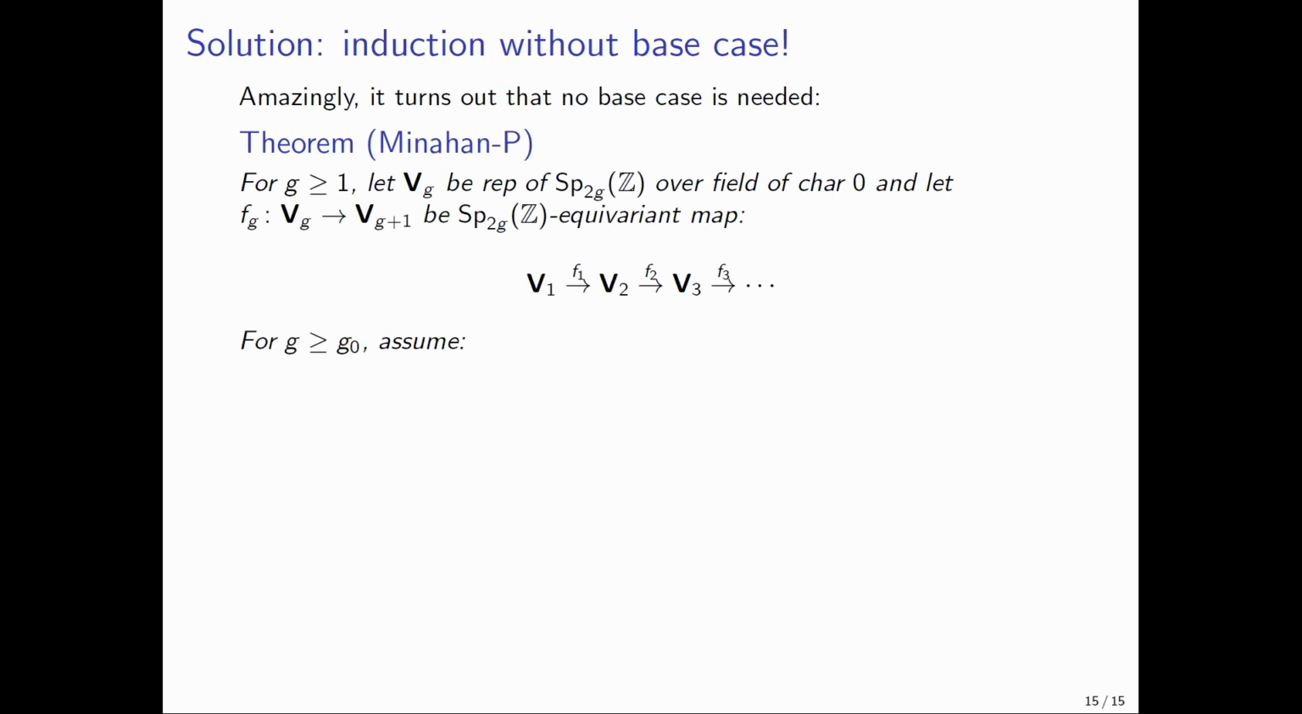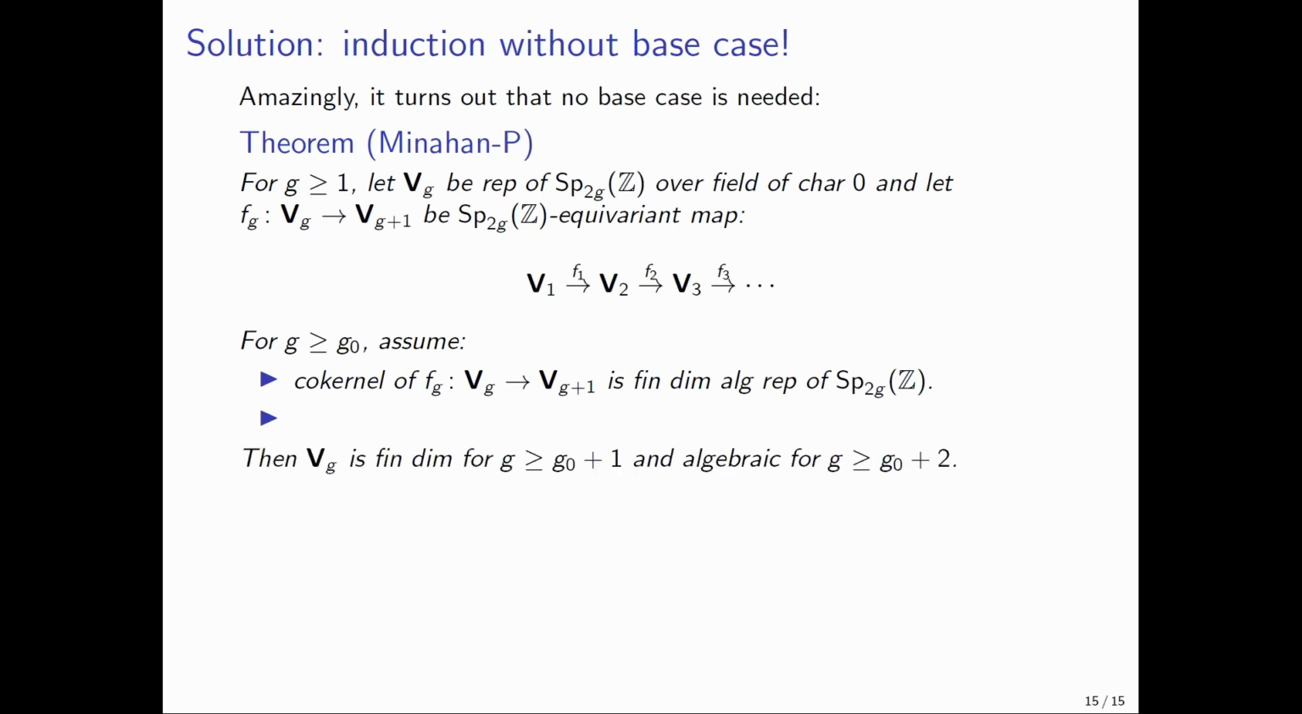And for g larger than some constant, assume that the cokernel is finite dimensional. So that's like the inductive step of the inductive proof. And something else, which I'll tell you in a second. The conclusion then is that V_g is finite dimensional for g at least g_0+1 and algebraic for g at least g_0+2. Now, without some other condition, this is obviously a false statement, right?